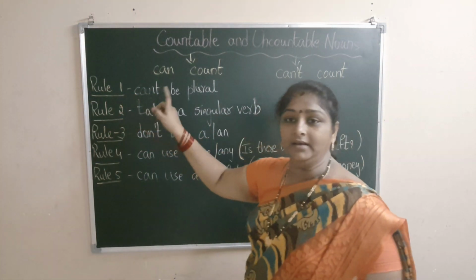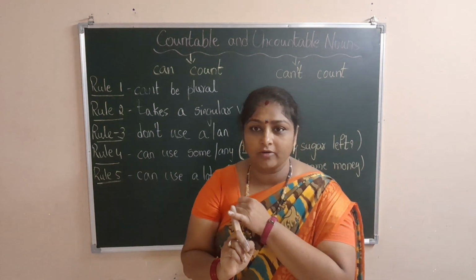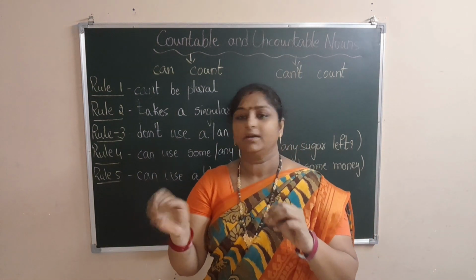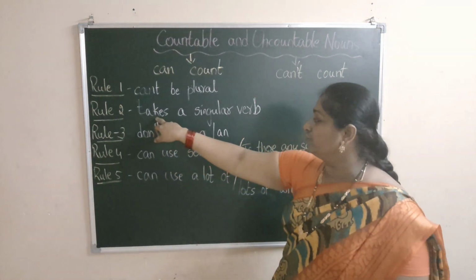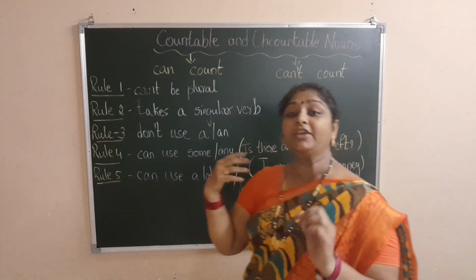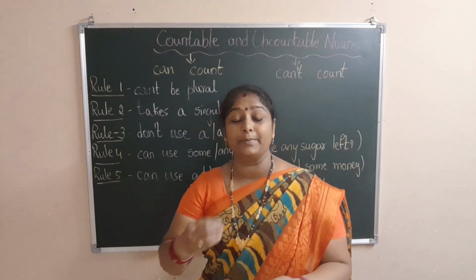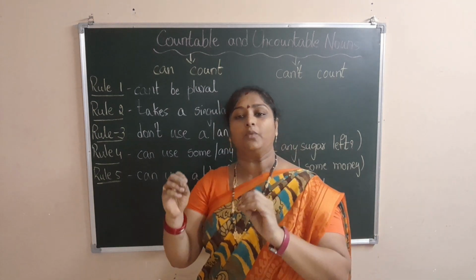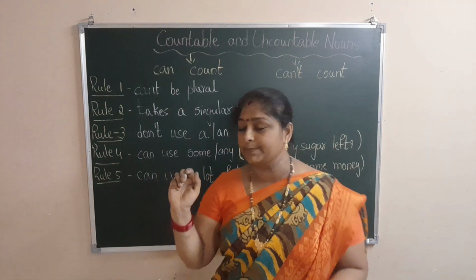See, rule number 1, they can't be plural. Okay, advise, advises, rice, rices, sugar, sugars. It can't be like that. And rule 2, uncountable nouns take a singular verb always. That means is, was, like that you can take a singular verb. Don't worry, I'll give you the examples with this.